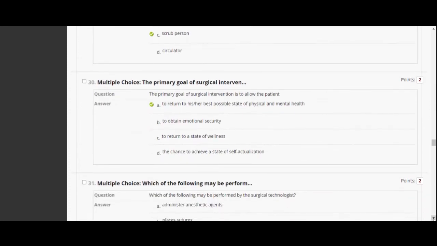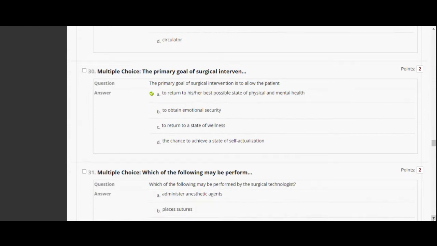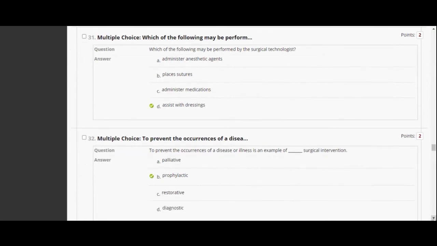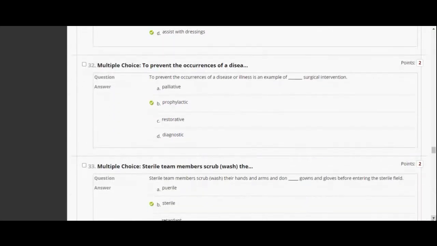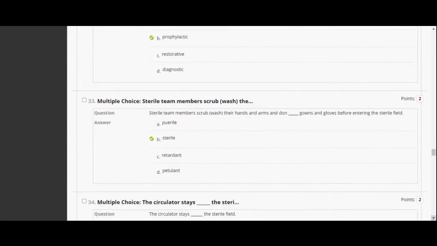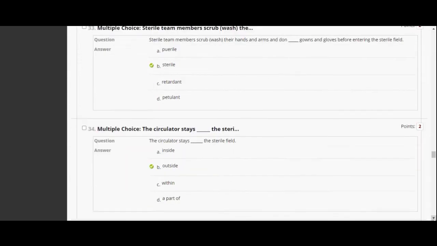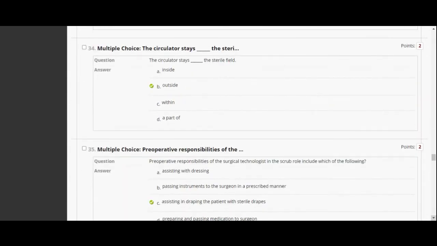The primary goal of surgical intervention is to allow the patient to return to his or her best possible state of physical and mental health. Which of the following may be performed by the surgical technologist? They can assist with dressings. To prevent the occurrences of a disease or illness is an example of prophylactic surgical intervention. Sterile team members scrub, wash their hands and arms, and don sterile gowns and gloves before entering the surgical field. The circulator stays outside the sterile field.